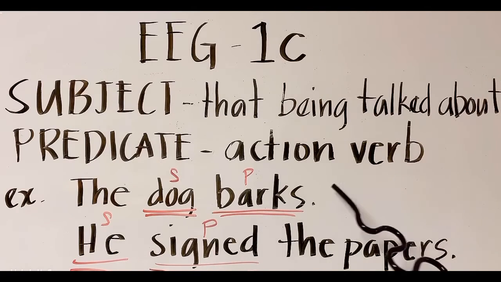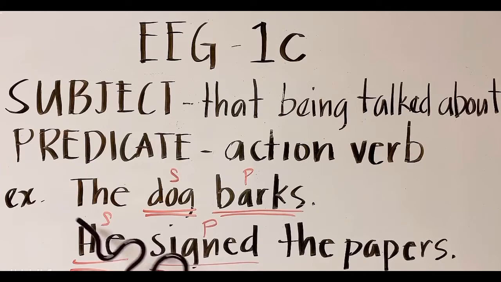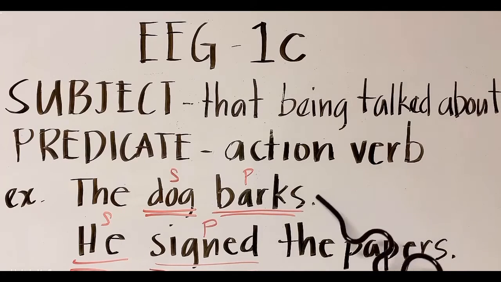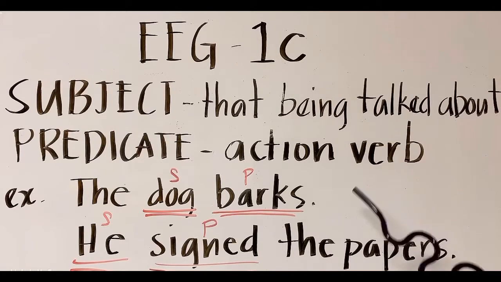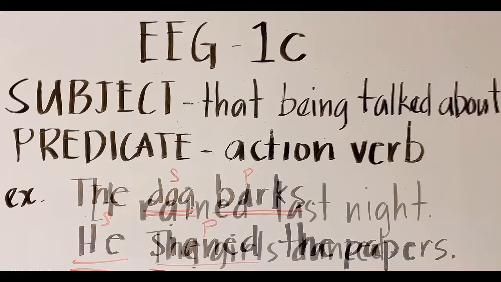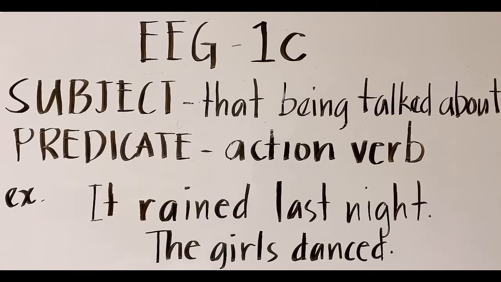And besides, you understand that the dog barks and you understand that he signed the papers. They both convey complete meanings. Good. So let's have two other examples of sentences. Let's read. First one, it rained last night. Again, it rained last night.